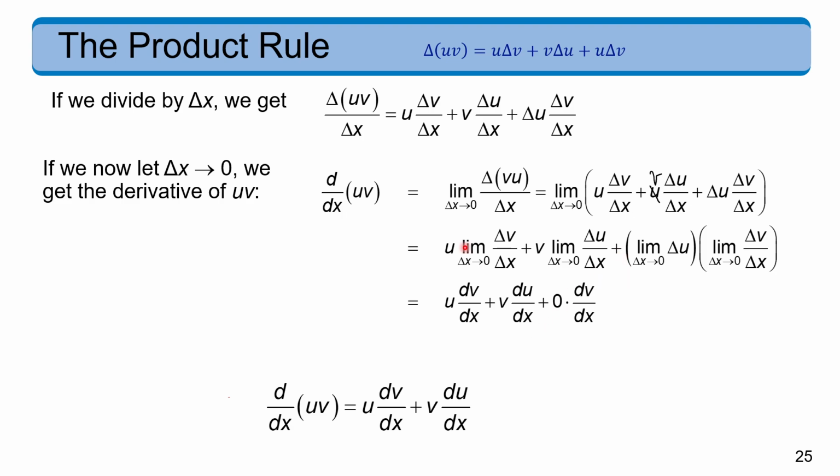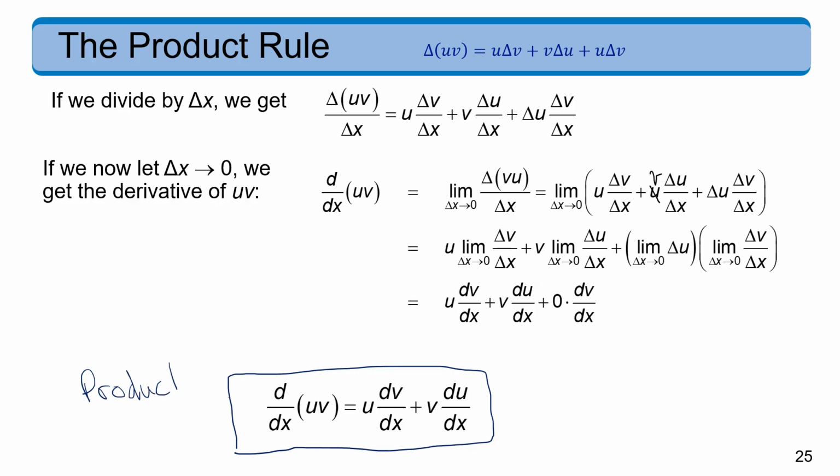So we end up with the derivative of uv with respect to x equals the sum of these two terms, and I've copied that down here. So this is one way to write the product rule. This is the version using the Leibniz notation. We'll show the version using the prime notation on the next slide.